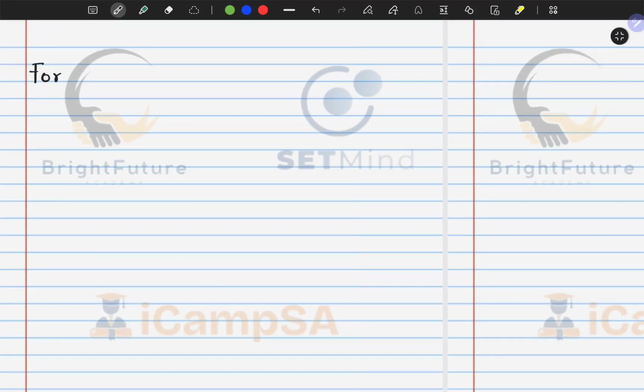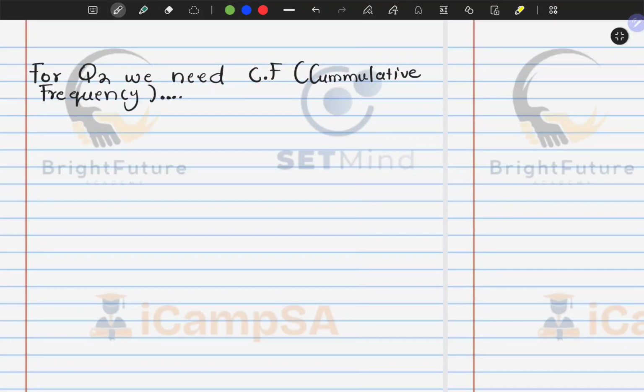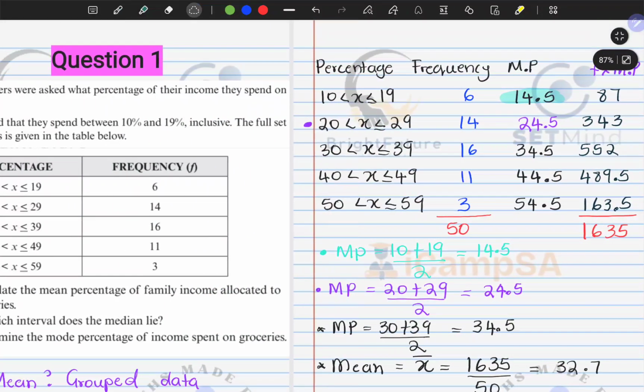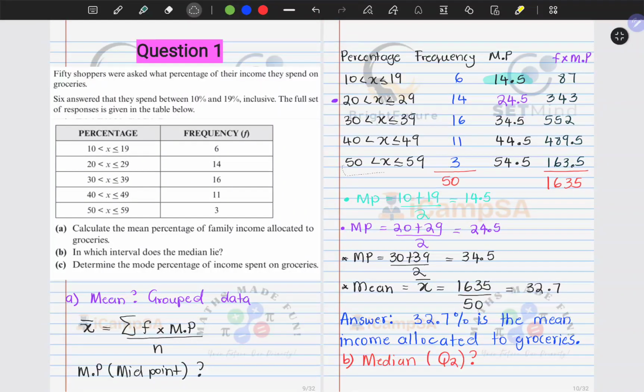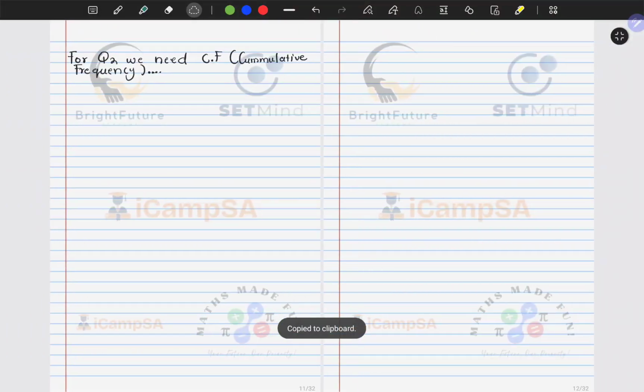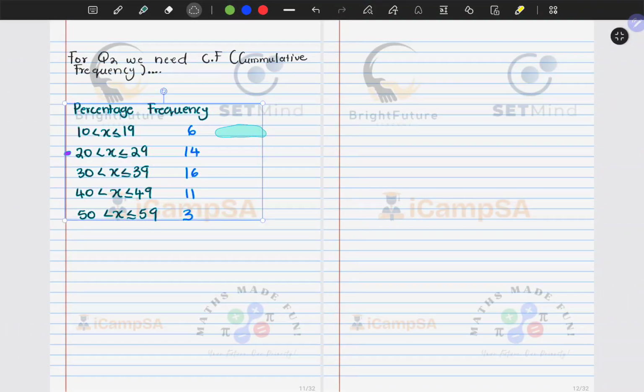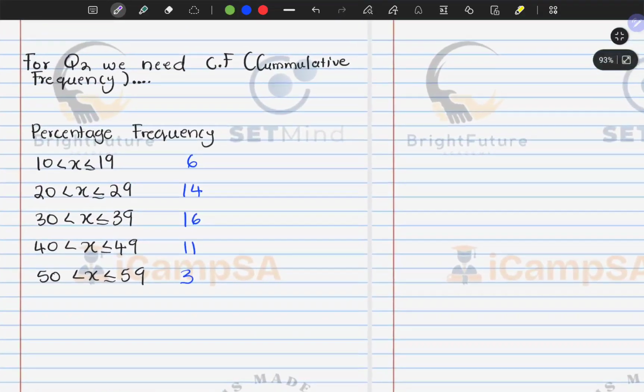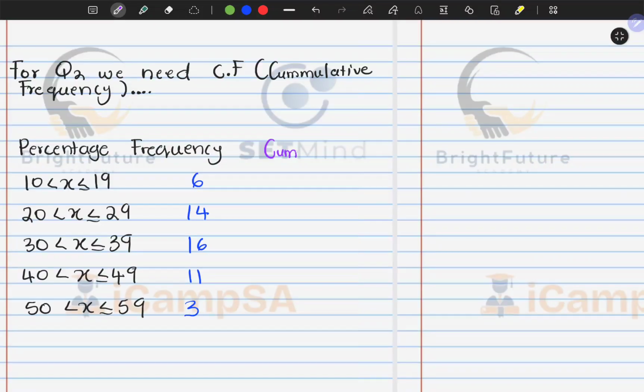So what you should remember is that for Q2, we need CF, okay? And that is your cumulative frequency. So let me take the table on the previous question and then show you how we are going to figure out our cumulative frequency, okay? It's very simple, guys. All of you should make sure that you do fetch all of these marks. It's very straightforward questions. So we have the frequency. So now we are going to have the cumulative frequency.